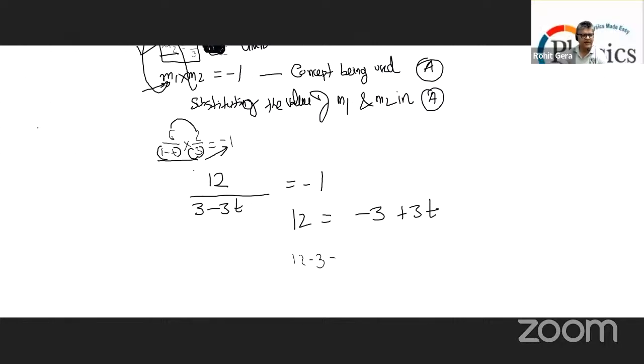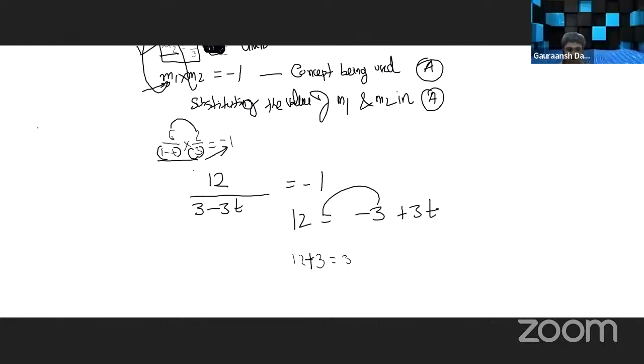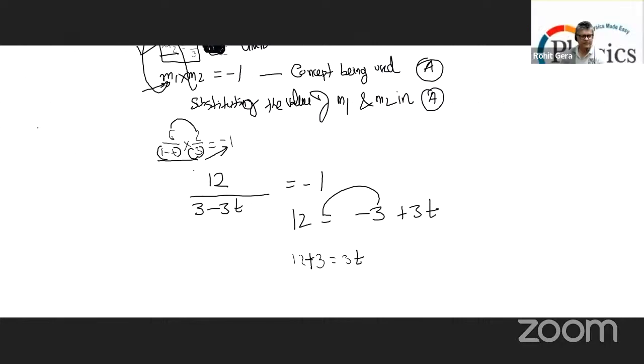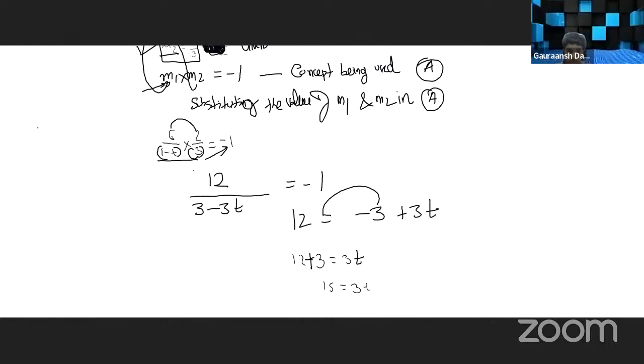No, when 3 will come on this side it will become plus. Will 12 become plus 3? Which is 15 is equal to 3t. Right, so t equals 15 by 3. So t is equal to 5.